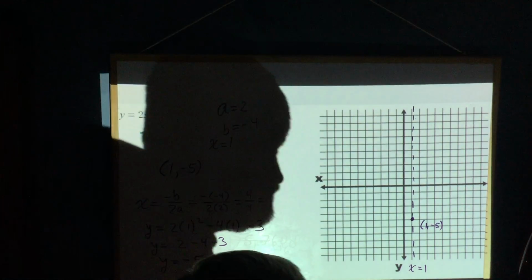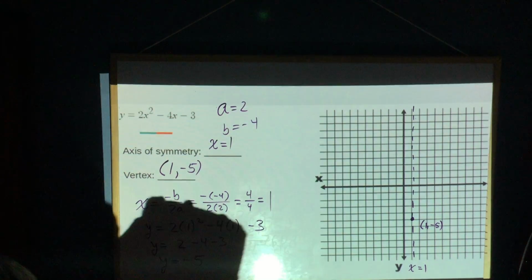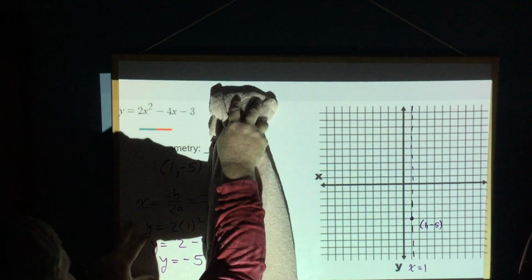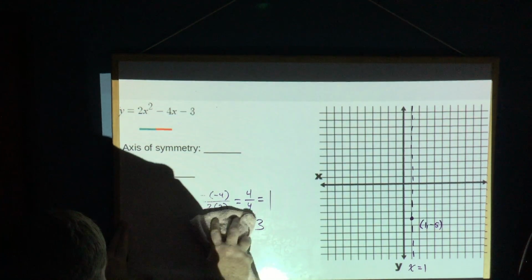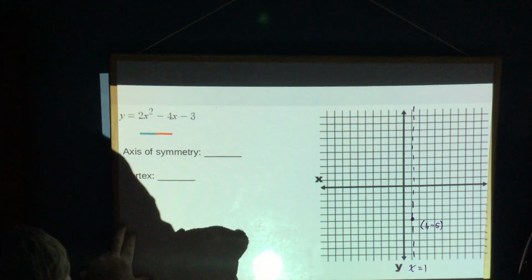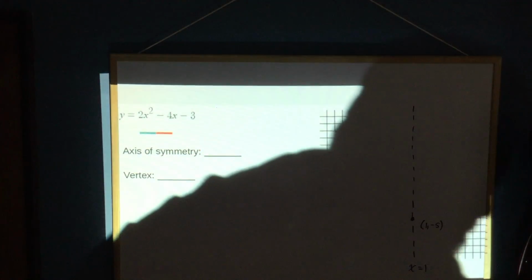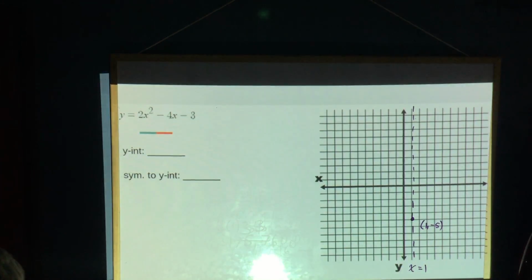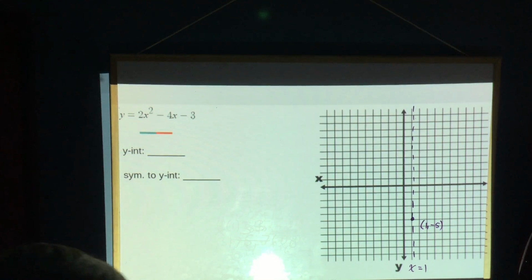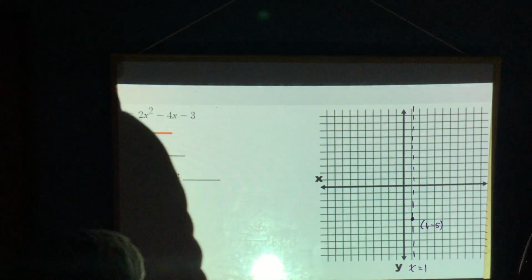And with any luck, the next slide, that graph will be in the exact same spot, and I won't have to redo anything. Let's see here. Looks like it worked. So now I have to find the y-intercept.